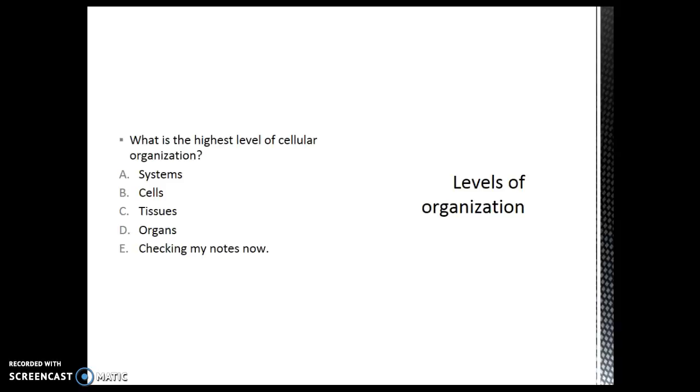So, question number 1. What is the highest level of cellular organization? Is it systems, cells, tissues, organs, or I'm checking my notes? Today, checking your notes is not an option, so choose A, B, C, or D.